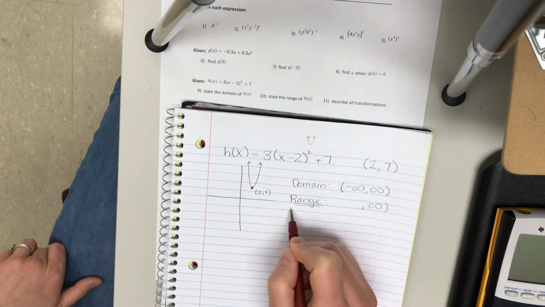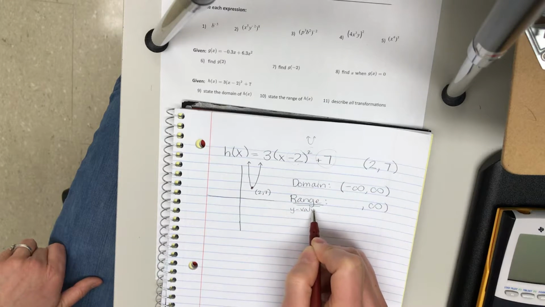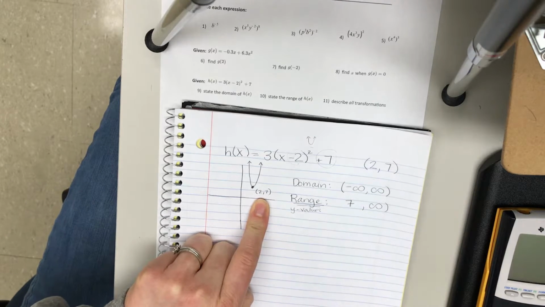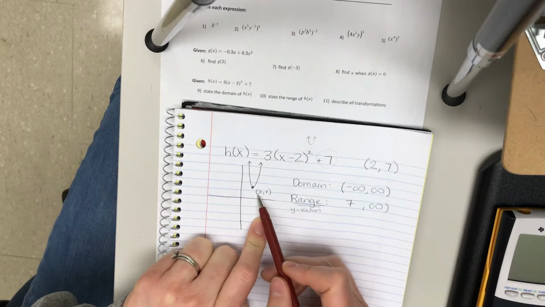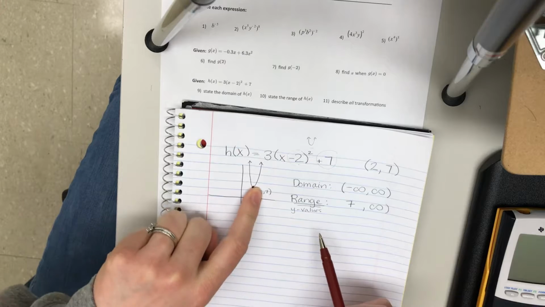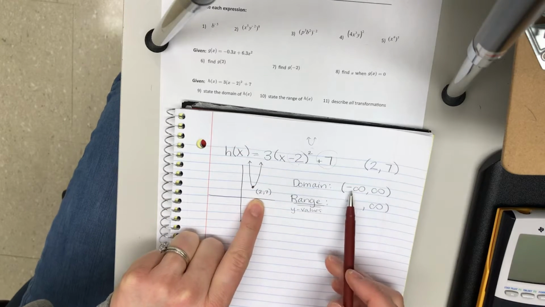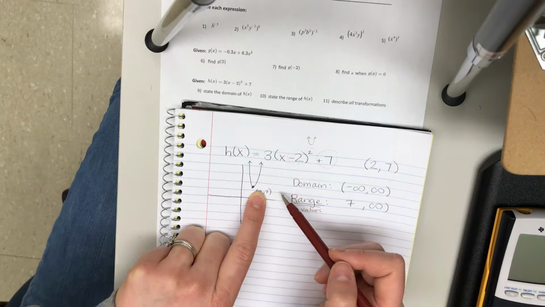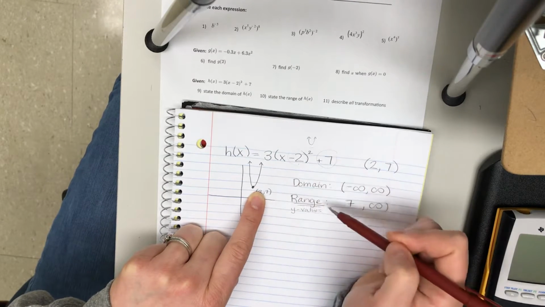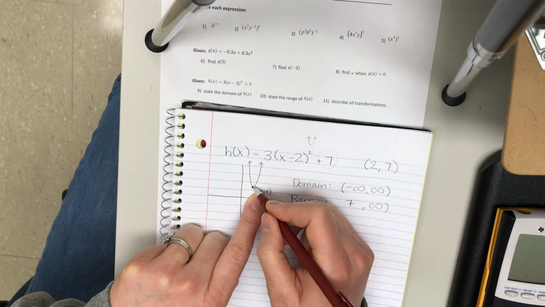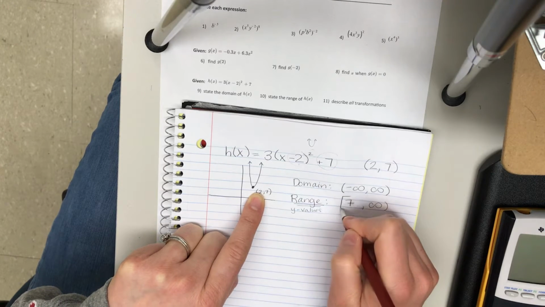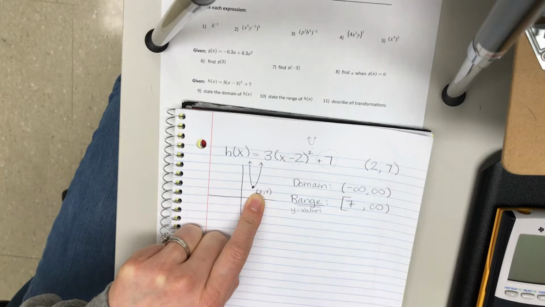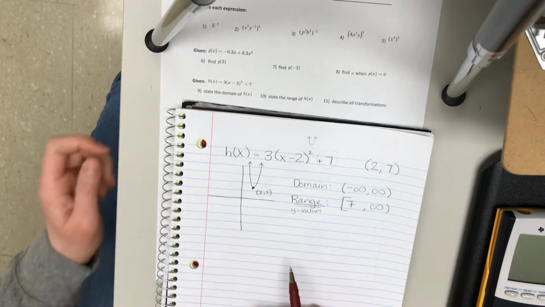Remember, range is talking about the y values. So what's the y value here? It's 7. Okay, I don't really care about the 2 when I'm talking about range because that's an x value. We already know 2 is a part of the domain, but we go left from the 2 forever and right from the 2 forever. For the 7, that's as low as we go. The 7 is included, so I do need a bracket, okay? Times when I would maybe use parentheses is if I had an asymptote or an open circle.